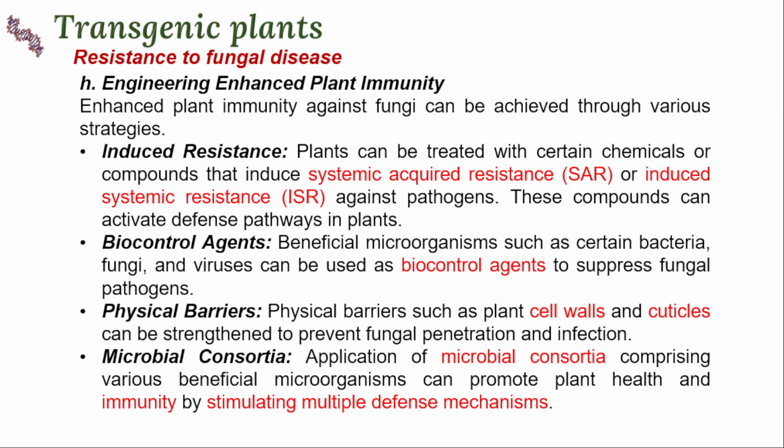And one more mechanism is engineering, enhancing the plant immunity. That means different types of immunity, systemic acquired resistance or induced systemic resistance, will enhance the immune response in the plants. We can also use biocontrol agents like symbiotically associated bacteria or fungi that will be inoculated and defend against the pathogenicity of the actual pathogen. And we can also enhance the physical barriers, like cell wall composition will be changed. Whenever cell wall composition changes, definitely the cell wall will defend against the entry of fungal pathogen hyphae into the host plant. And one more mechanism is microbial consortia. This is where various beneficial microorganisms are inoculated with the plant, that becomes a microbiota that can easily defend against the fungal pathogen.